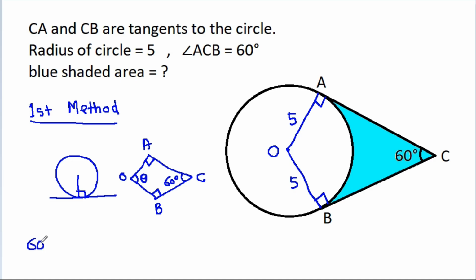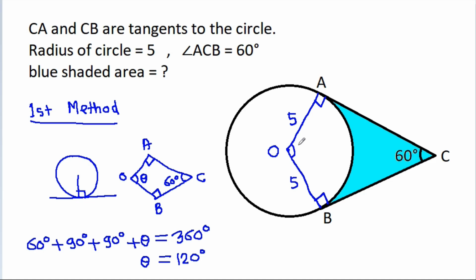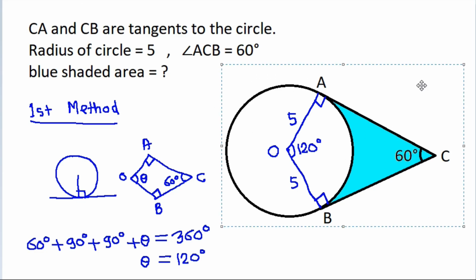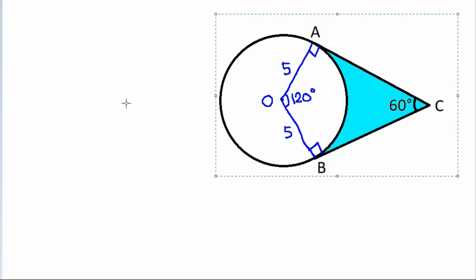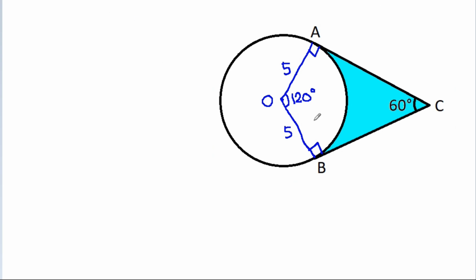Then 60 degrees plus 90 degrees plus 90 degrees plus theta will be equal to 360 degrees. So theta will be equal to 120 degrees. This angle will be 120 degrees. And now if we join OC.